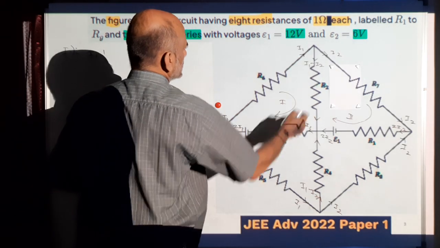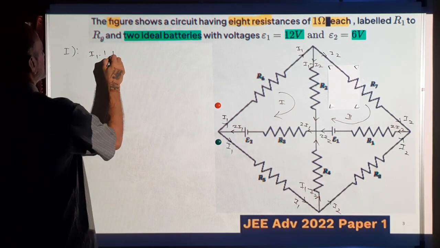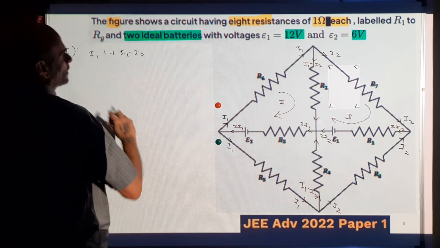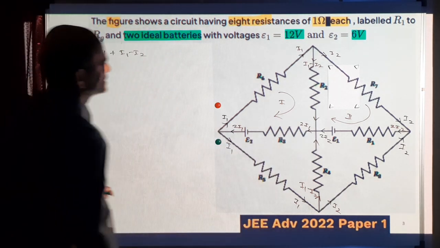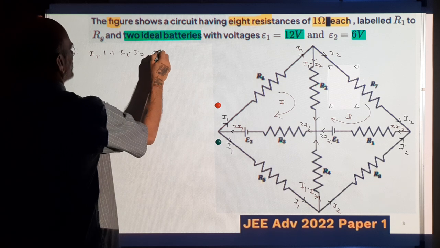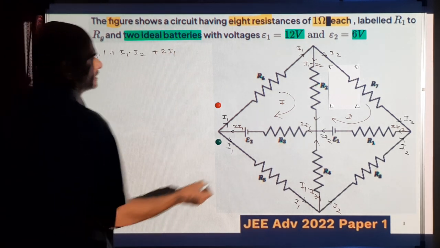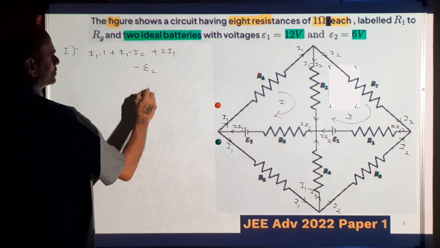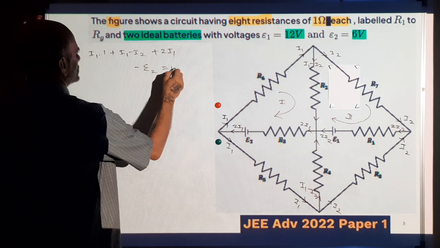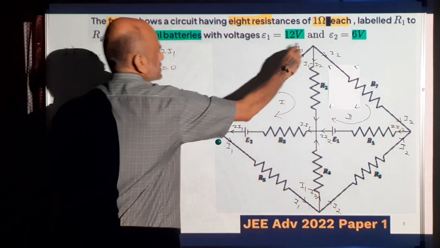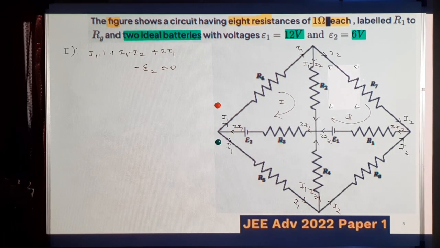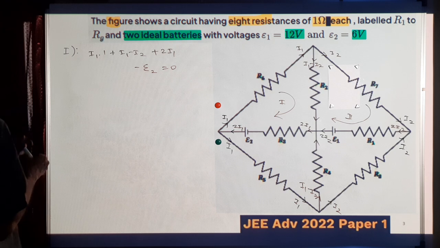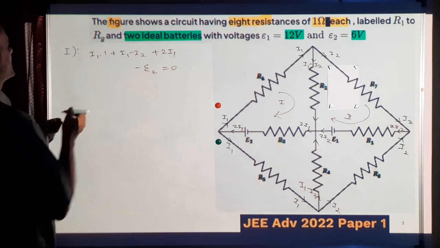And the drop from here to here is I1 minus I2 into 1. The drop from here to here is 2I1. And from here to here, there is a voltage rise. So the drop is minus E2. This is equal to 0. So this is KVL in this closed path, written in the form summation of voltage drops is 0. Similarly, in the second loop, we can simplify this a little bit.